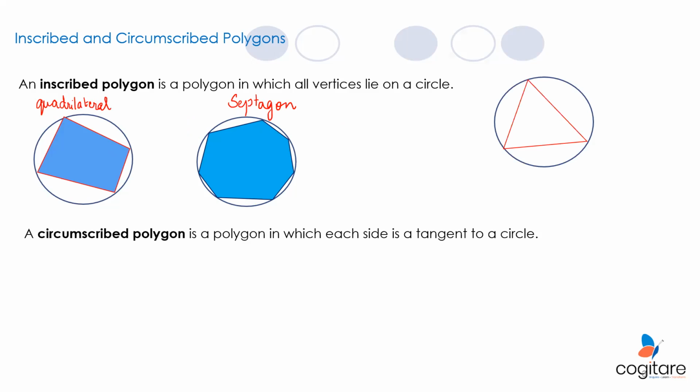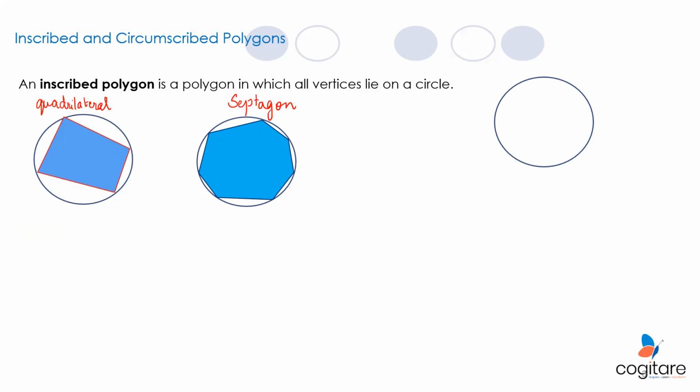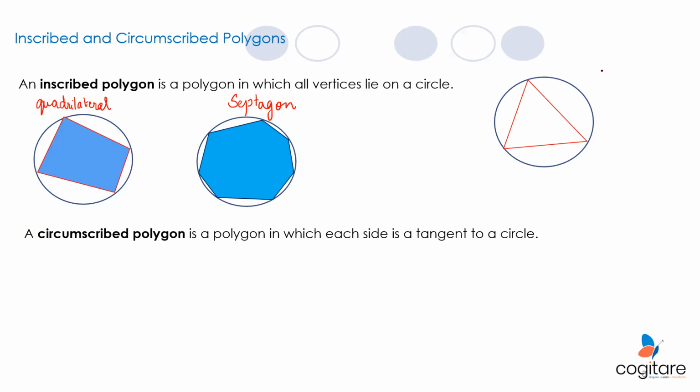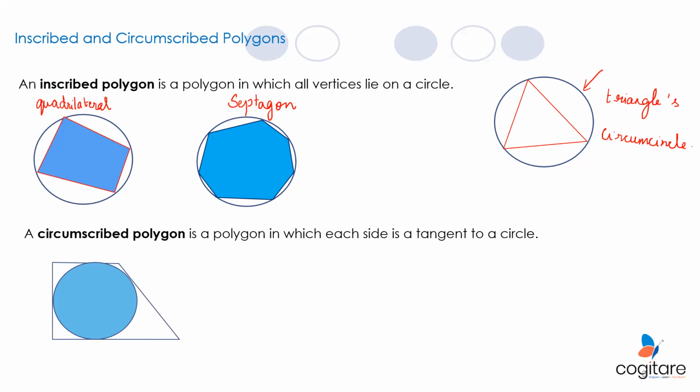Now a triangle is also a polygon, right? So when we have a triangle that's inscribed inside a circle, then this circle becomes the triangle's circumcircle, right guys? Fantastic. Just like you can have a polygon inside a circle, you could have the other way around too, where a circle is sitting inside a polygon. Okay, in such a case, you call it a circumscribed polygon.